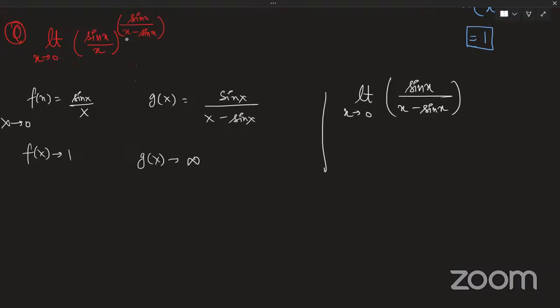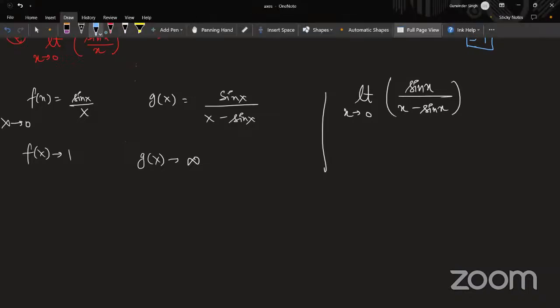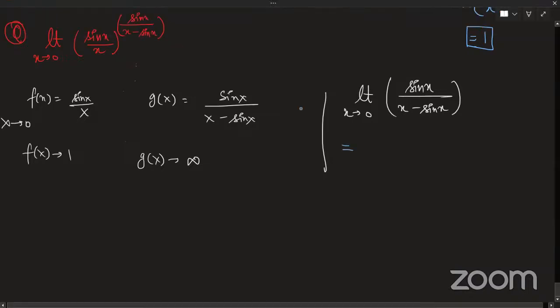So how do we solve it? There is not one method, there are many. You can tell any if you wish. Vignesh, 0 by 0, how do we solve it? Differentiate. Yes, correct, you can use l'Hopital. What is the differentiation of sin x? Cos x.